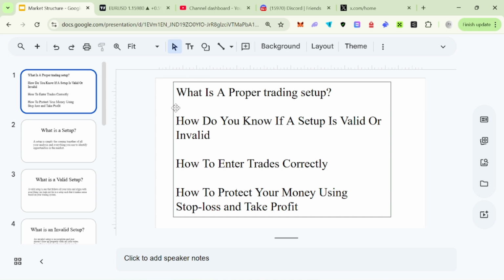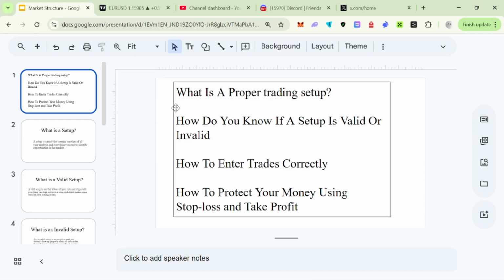Most traders don't actually lose because they don't understand the market. They lose because they don't understand what a setup really is. And worse, they don't even know when a setup is actually valid or when they should stay out completely.